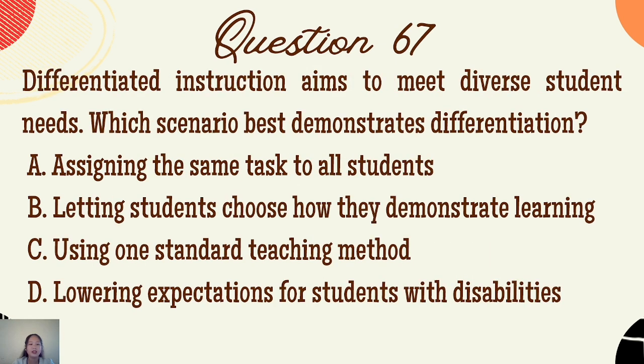Now, question number 67. Differentiated instruction aims to meet diverse student needs. Which scenario best demonstrates differentiation? Well, the correct answer is letter B, letting students choose how they demonstrate learning. So, differentiated instruction allows students to express understanding in ways that match their strengths.